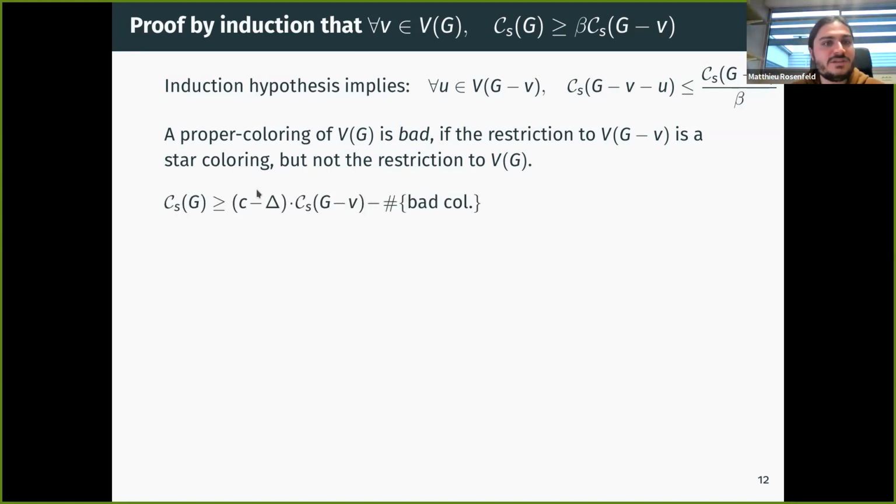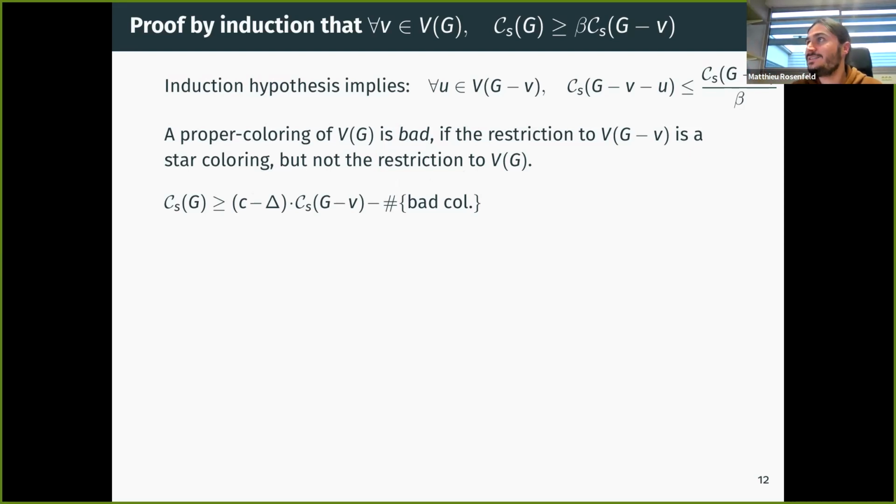So this gives me the following equation. The number of star colorings of G is at least C minus delta times the number of star colorings of G minus V. And this C minus delta comes from the fact that I want a proper coloring. So I know that there are at most delta colors that I cannot use for the proper coloring. And then maybe something goes wrong because I might have a P4 which is bichromatic, but this is counted in the number of bad colorings. So now again, I want to count the number of bad colorings.